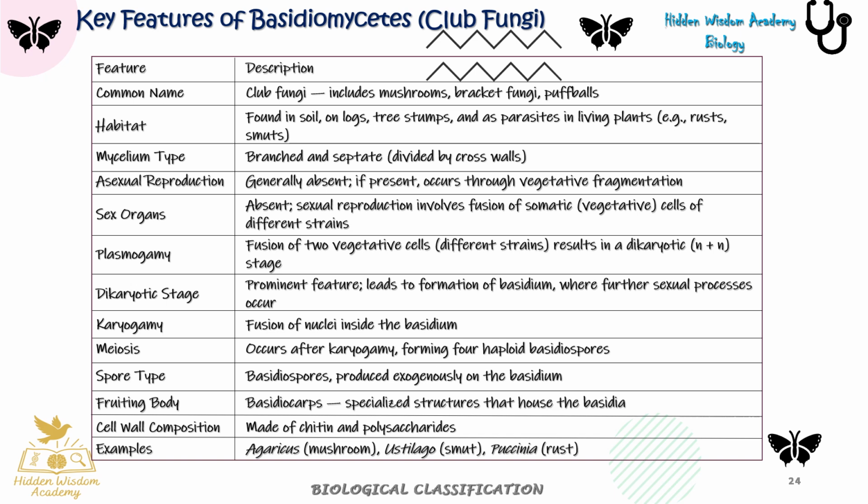Fruiting body: basidiocarps, specialized structures that house the basidia. Cell wall composition: they are made of chitin and polysaccharides. Examples: Agaricus, mushroom; Ustilago, smut; Puccinia, rust.